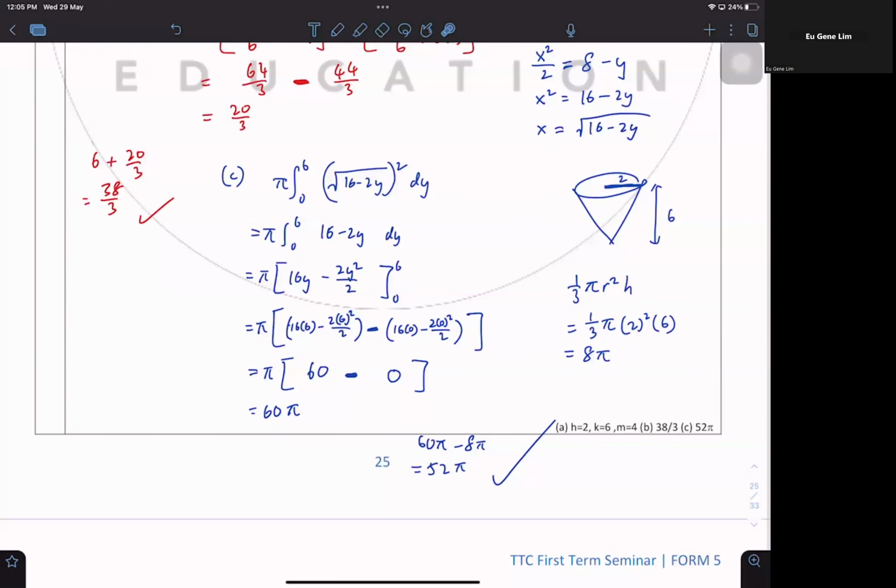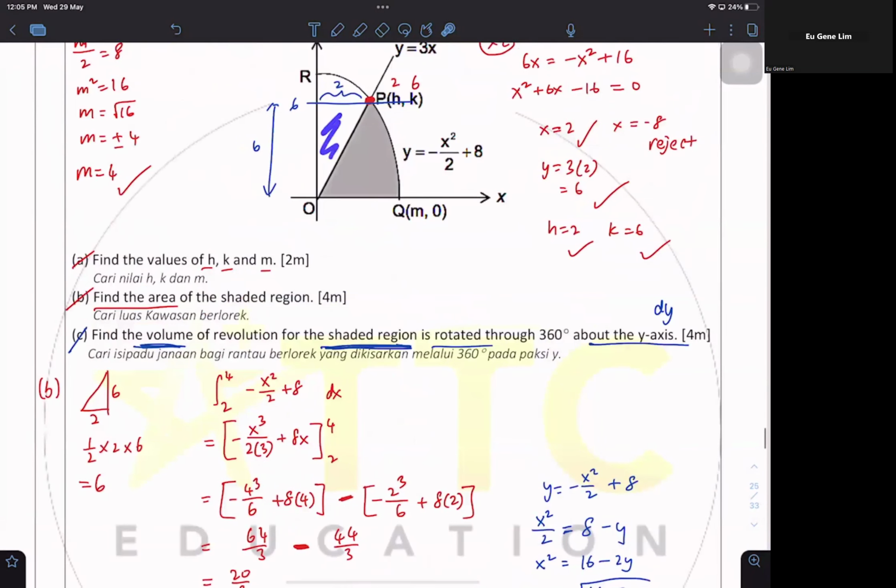Understand? For this question, you want to minus a triangle, but triangle rotate become volume cone. Understand?